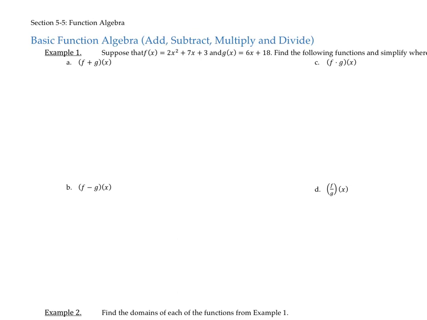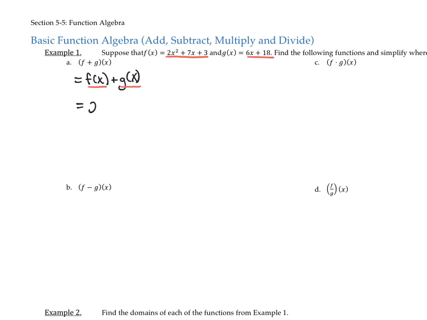The first thing that I need to introduce is a little bit of notation. The notation in part A says (f plus g) of x. The first thing we need to do is reinterpret that to mean that they want us to take f of x and add it to g of x. All we're doing is taking the output from f of x and the output from g of x, and adding them together.